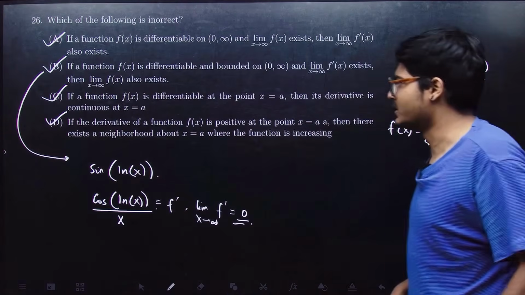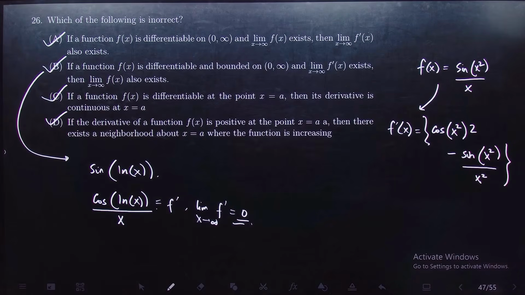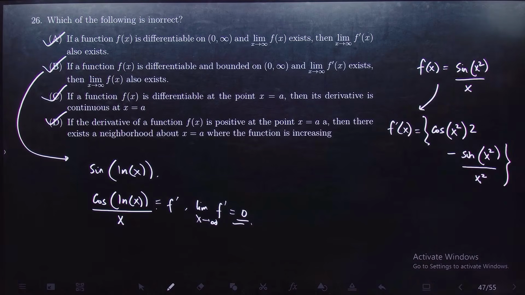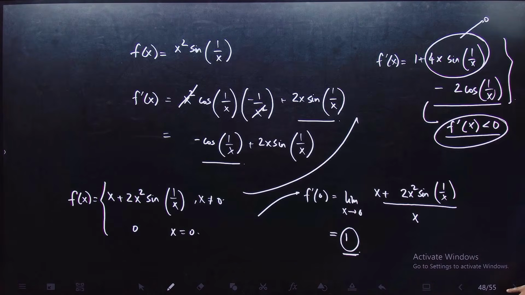So all the 4 options were incorrect, and you saw some nice counterexamples for all these, okay? So remember these are counterexamples. Okay, look at the next question.